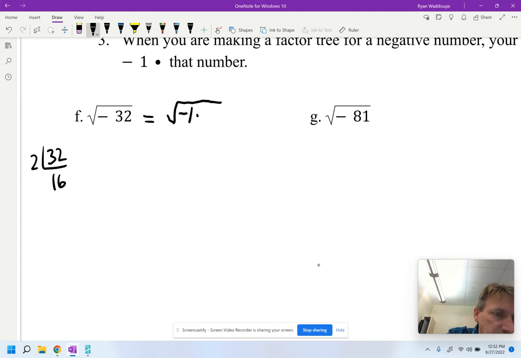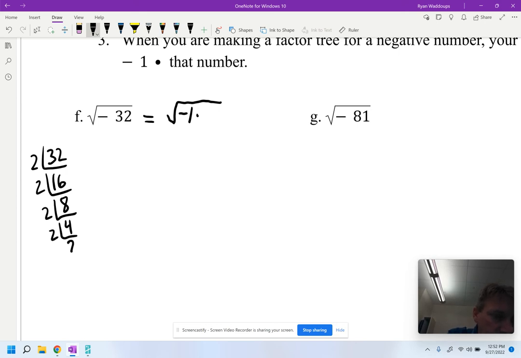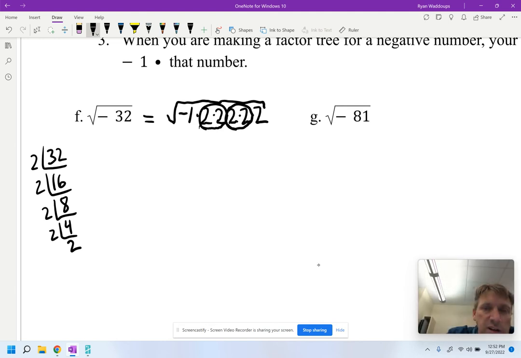2 goes into 32 16 times, 2 into 16 8 times, 2 into 8 4, 2 into 4 2. And so I have 1, 2, 3, 4, 5 2's. And it's a square root, so we're circling pairs. There's one pair of 2's, another pair of 2's, and each of those is going to come out as the number 2. So 2, 2, there's one for one pair and one for the other pair.